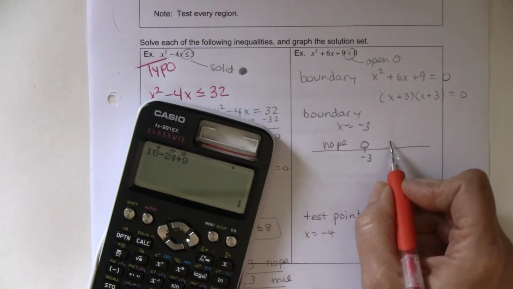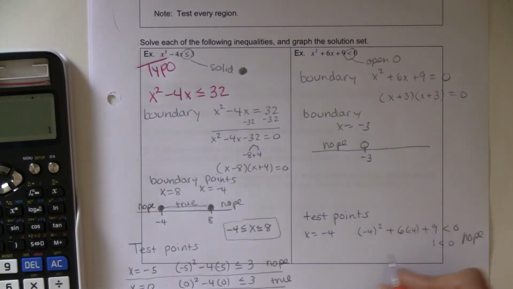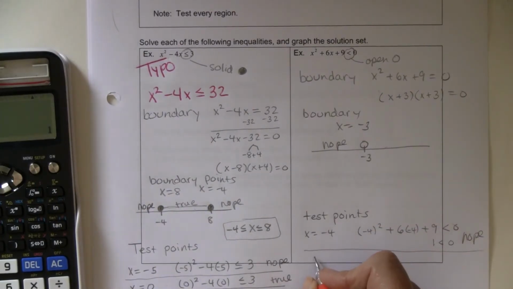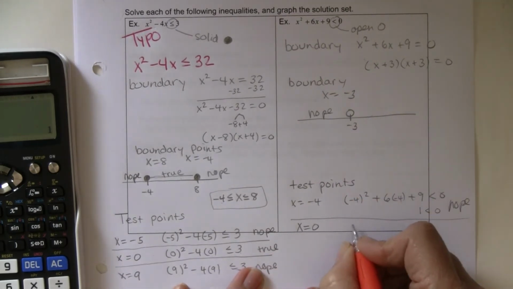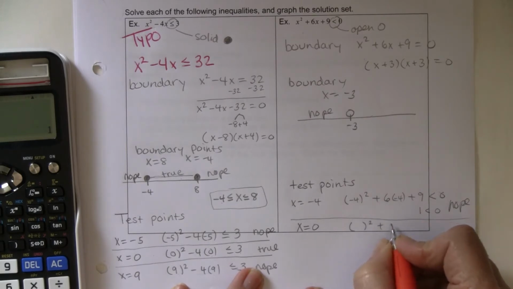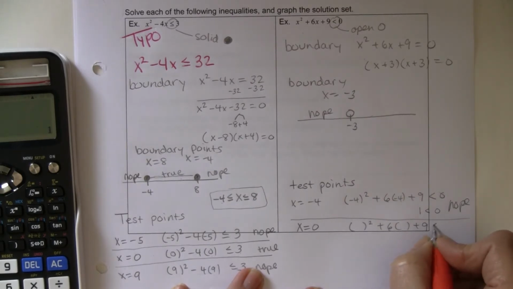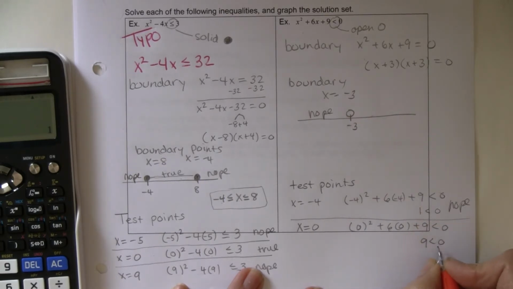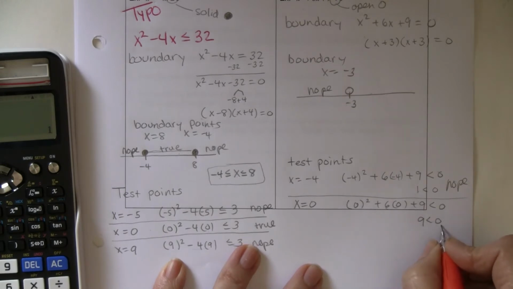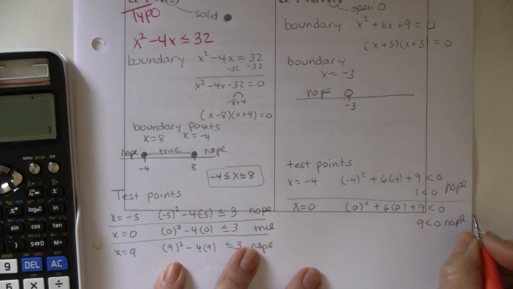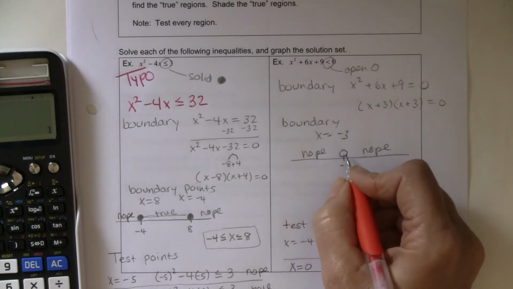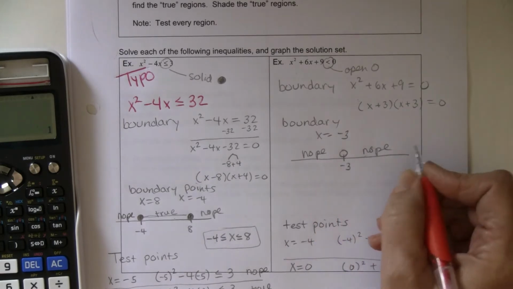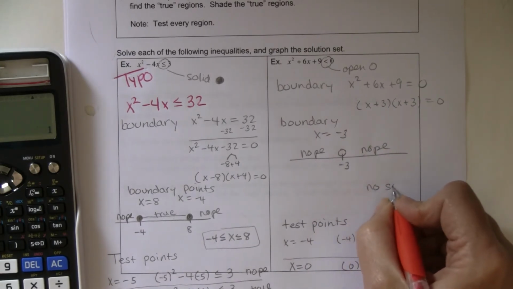So let's see about over here. Are values over there a solution? And so on my next one to test, I'm going to test x is 0. Test whatever you want on this side. And I'm going to test 0 because 0 is nice on my arithmetic. Probably won't have to whip out my calculator to test 0. So I get 9 is smaller than 0, and that's nope, that's not true. And so this one has no solution, because over here is not a solution, -3 itself is not a solution, and over here is not a solution, so there is no solution.